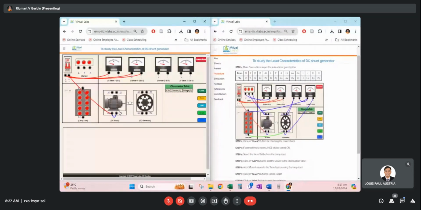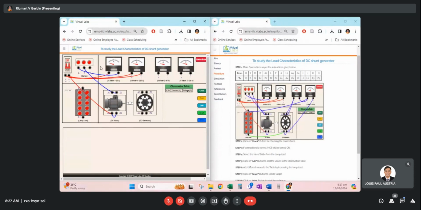Tapos, from L to D. Saan yung L? So, L to D para mag-connect naman yung ammeter. So, ito yung starter natin. Then, F to Z1. Where is Z1? So, sa motor.